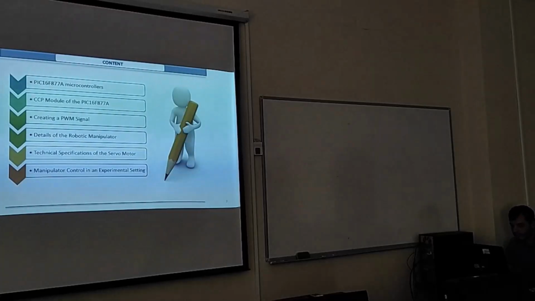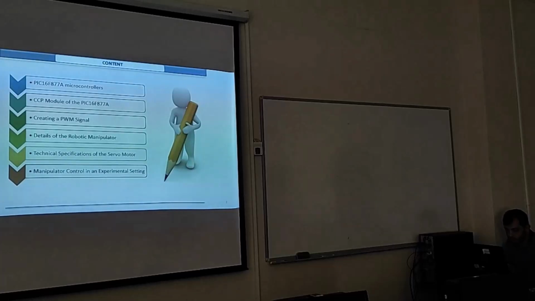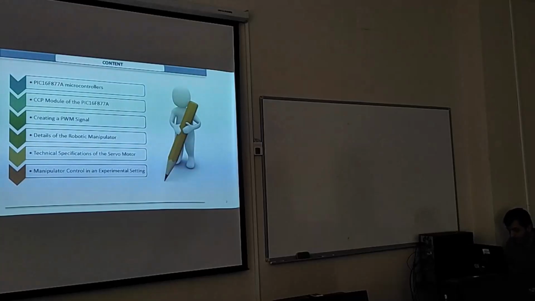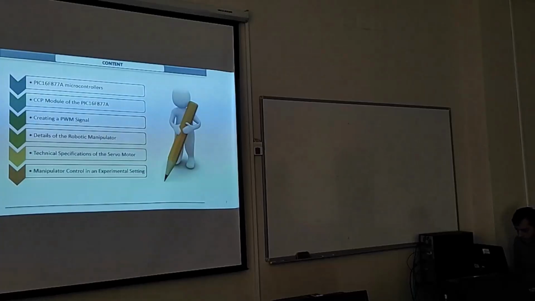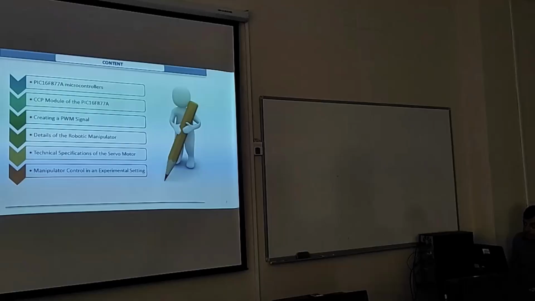So this presentation will begin with an introduction to the PIC16F877A microcontroller employed in this study. Subsequently, we will discuss the CCP module of the PIC16F877A, which will be used to generate PWM signals. Thereafter, we will elaborate on the process of generating a PWM signal with the PIC16F877A. We will address the robot manipulator to be used in the study and highlight its technical specifications. Finally, we will experimentally implement the control of the robot manipulator using a PIC16F877A.